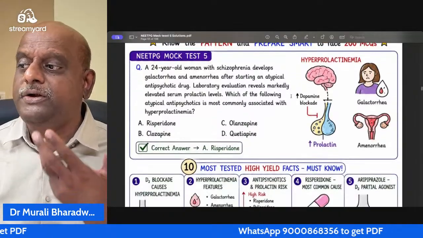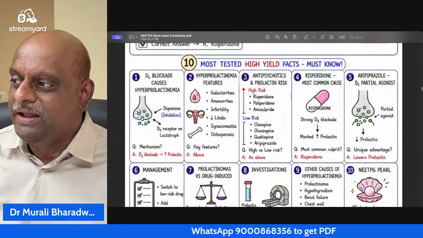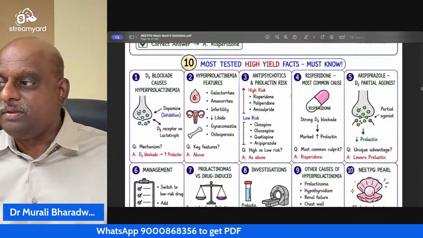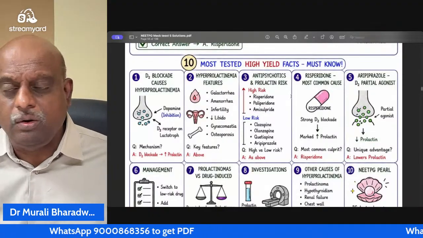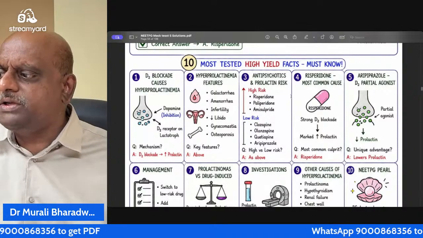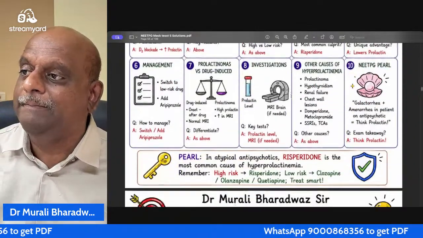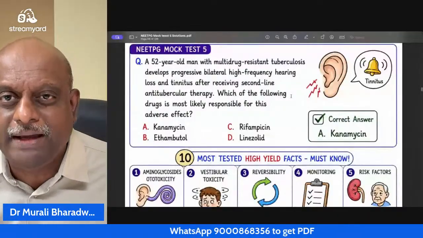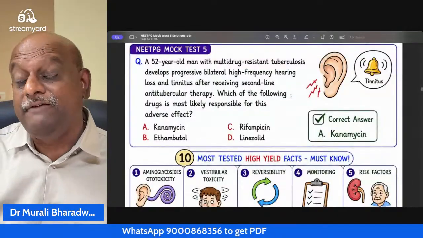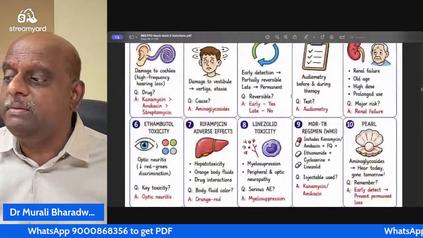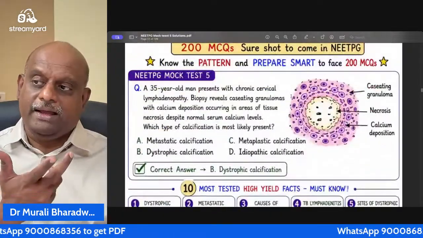Now, a 24-year-old with schizophrenia, typically which antipsychotic can lead to hyperprolactinemia? It is the risperidone. Risperidone has a very high risk, whereas clozapine, olanzapine, quetiapine, aripiprazole have got a low risk, is what you need to remember. A 52-year-old with multi-drug resistant TB develops bilateral high-frequency hearing loss, which is typical of aminoglycosides. Kanamycin is what you need to remember.